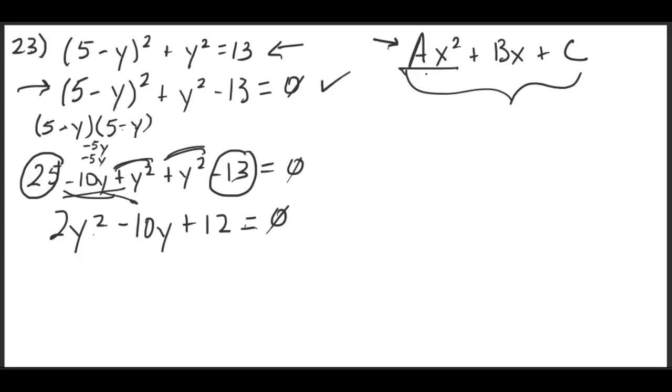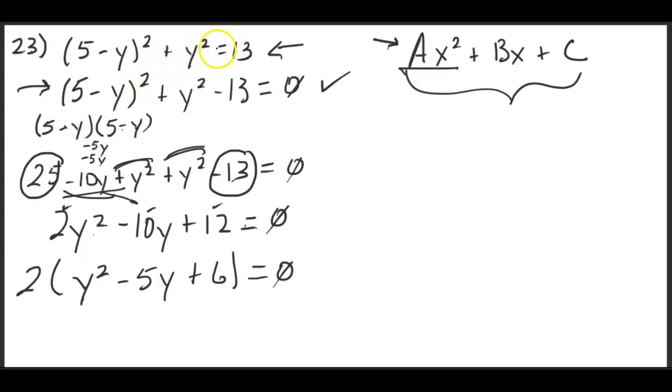Well, I notice that the lead term is not 1. So can I factor something out? Well, there's a 2, a 10, and a 12. They're all even, so yeah, I can factor out the 2. And this can become y squared minus 5y plus 6 equals 0. Look at the progress I made. And it all started with me saying, I don't know how this is going to work out. But there's one thing I know. When I solve by factoring, the equation has to be set equal to 0. So let's set it equal to 0.